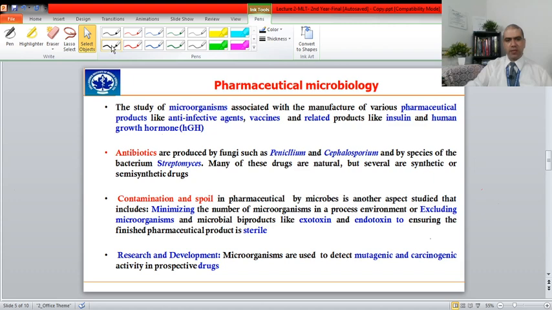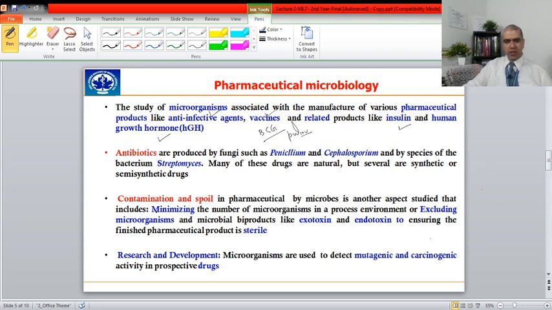Okay, next slide. We were talking about pharmaceutical microbiology. Pharmaceutical means production of medicines. This study of microorganisms is associated with the manufacturing of various pharmaceutical products like anti-infective agents, antivirals, and vaccines like BCG, the Bacillus Calmette-Guerin, which is given for tuberculosis to children. There are other vaccines also, for example the polio vaccine. Related products include insulin, as I talked about, Humulin, which is genetically engineered for human use. Otherwise, earlier it used to come from pigs and other sources. We can also now produce human growth hormone by genetic engineering.